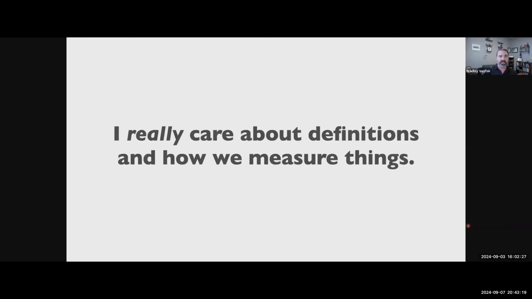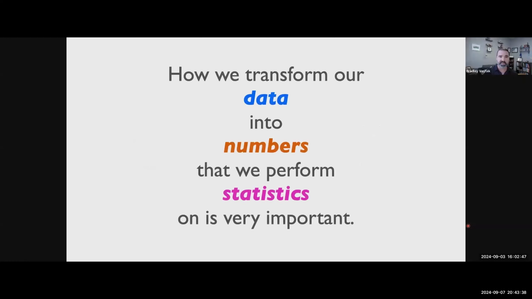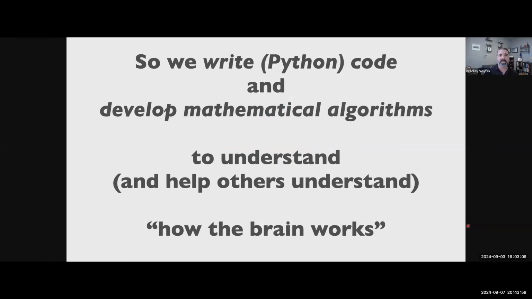So stepping back, I want to start by saying I really care about definitions and how we measure things in neuroscience in particular. I've worked in data science, in industry, I've been a data scientist, and some of what I've learned is that how you transform your data into numbers that you perform statistics on is very critical. This is so important. And the reason I say this over and over again, I think I even show the slide one more time later in this talk, is because we can't make inferences about the world unless we do this right.